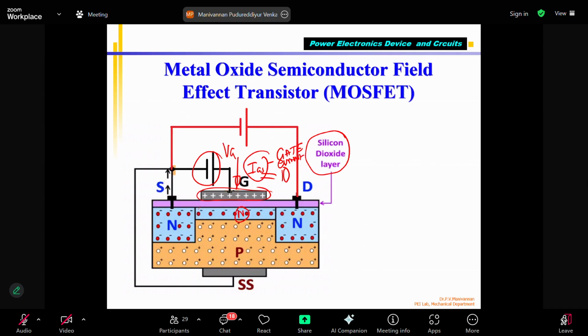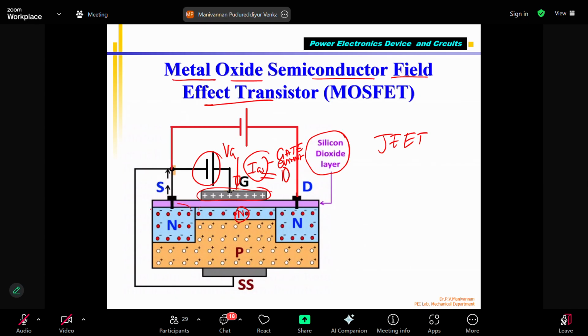There's no leakage current also. Correct? Since the insulating layer has very high input impedance compared to the JFET, in a MOSFET, because of that, this is called a metal oxide semiconductor field effect transistor.